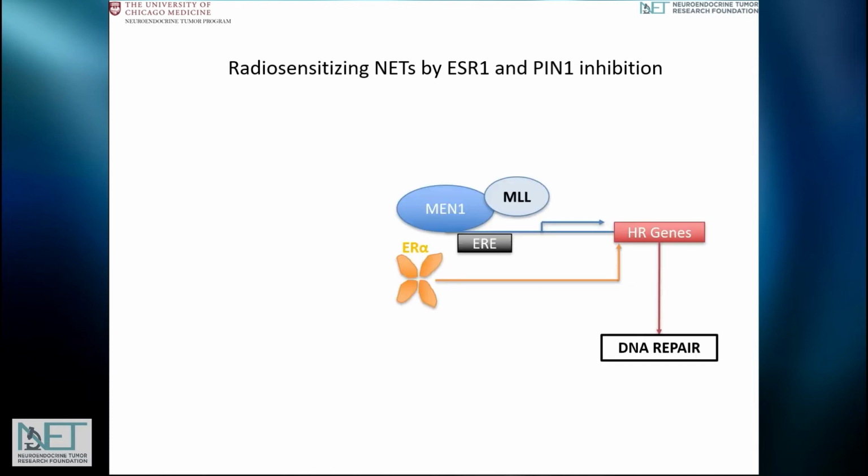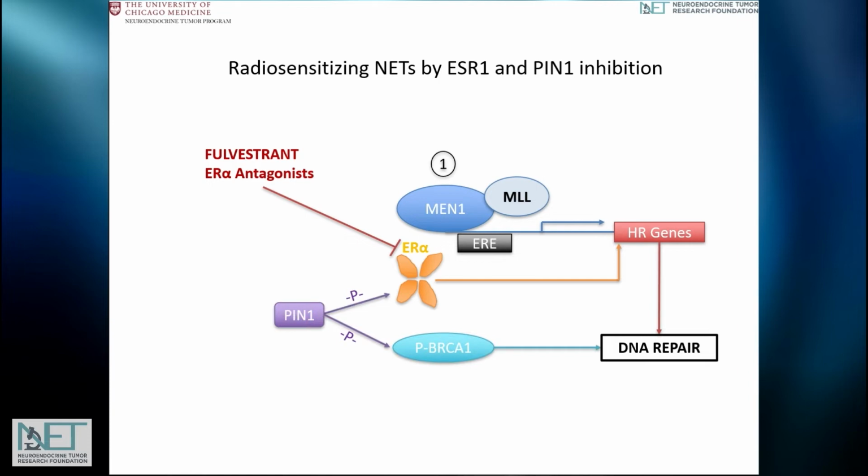And we looked at the mechanisms of how MEN1 affects homologous recombination gene transcription. We saw that estrogen receptor alpha seemed to be an important factor that is transcribing these genes together with the MEN1 ERE MLL complex. PIN1, on the other hand, phosphorylates estrogen receptor alpha or, independently, BRCA1 and can therefore also affect DNA repair, and PIN1 can be inhibited by ATRA, as I will show you.